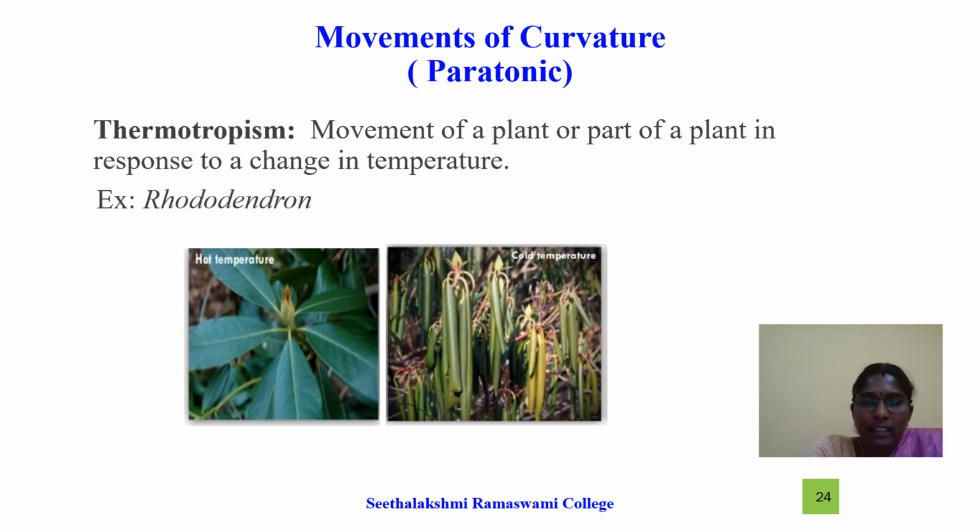When any part of the plant or the whole plant responds to different temperatures, whether hot or cold, the tropic movement is called thermotropic movement. The phenomenon is called thermotropism. An example is the rhododendron plant.